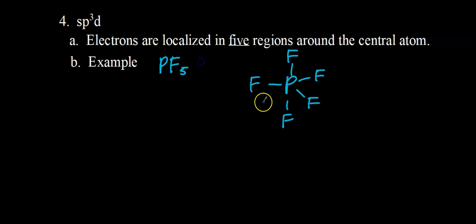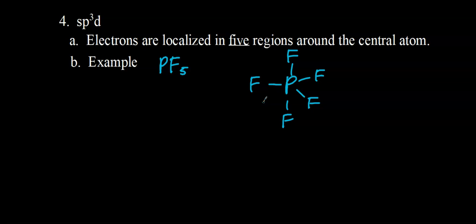To form this molecule, phosphorus needs to form 5 hybrid orbitals. How many atomic orbitals must combine to give rise to 5 hybrid orbitals? That would be 5. Which 5 atomic orbitals combine to give rise to 5 new hybrid orbitals? 1s, 3p, and 1d orbital. Here's the thing, not all atoms can have an expanded octet. In order to have an expanded octet, the central atom needs access to d orbitals.